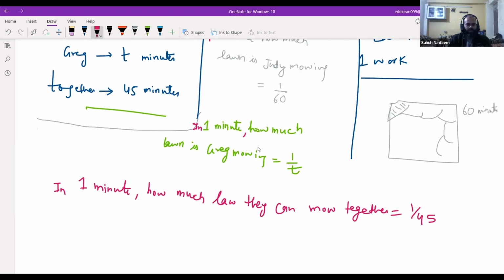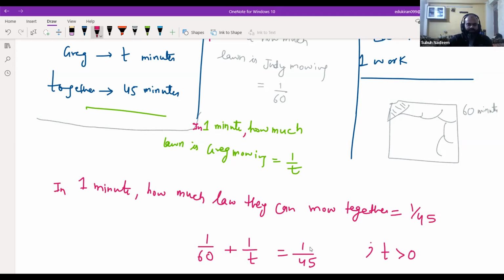Now, individually, they mow 1/60 and 1/t in 1 minute, and together 1/45. So they say that 1/60 plus 1/t is equal to 1/45, where t is obviously greater than 0 because time cannot be negative. This is how they come to this conclusion: individually in 1 minute they mow this much of the lawn, and together this much in 1 minute. So we equate the two parts with the together one. Is it okay? Yeah.